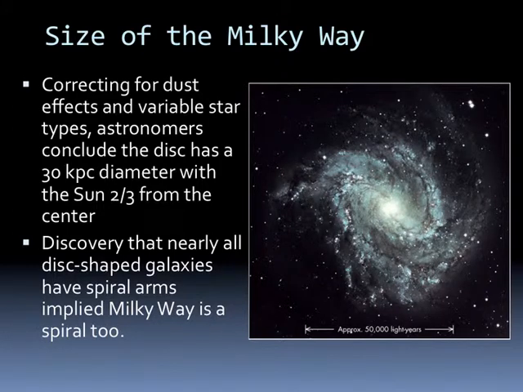Now, correcting for dust effects and variable star types, astronomers conclude the disk has a 30 kiloparsec diameter with the Sun two-thirds from the center. 30 kiloparsecs is approximately 50,000 light years. The discovery that nearly all disk-shaped galaxies have spiral arms implied the Milky Way has spiral arms also.